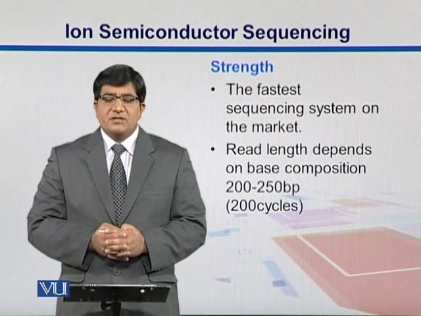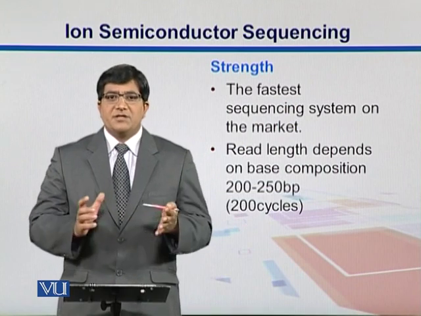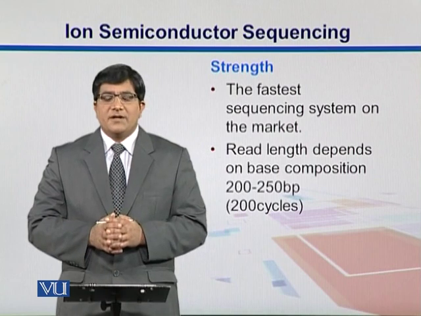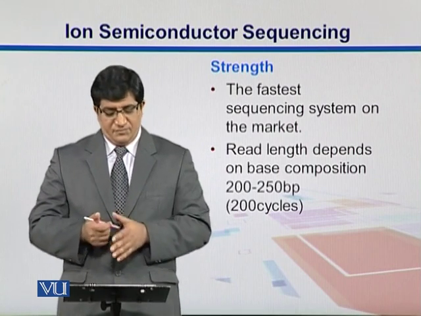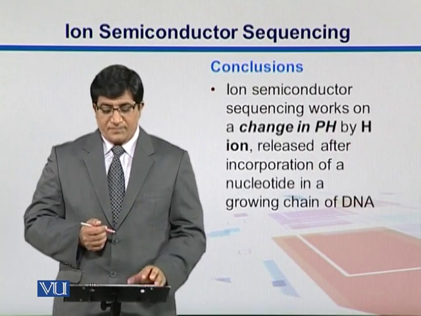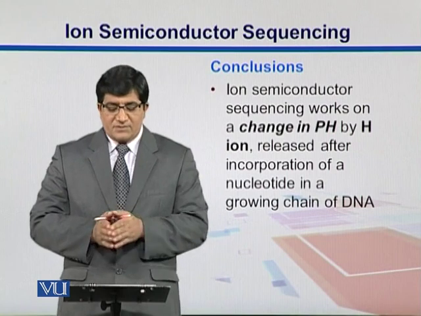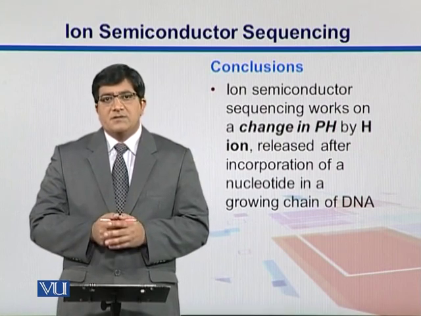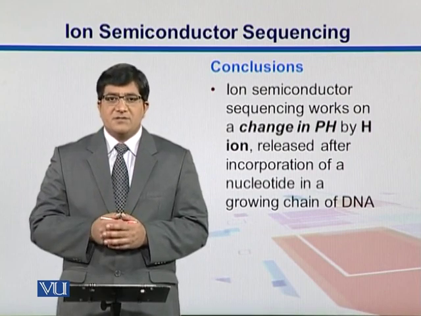Ion semiconductor machines claim to be the fastest since there is no picture taking, no camera movement. So obviously we save a lot of time, and the read lengths are somewhere between 200 to 250 base pairs. So far what we have seen is that in ion semiconductor machines, the sequencing is done by capturing the hydrogen ions which are released after the base is incorporated.